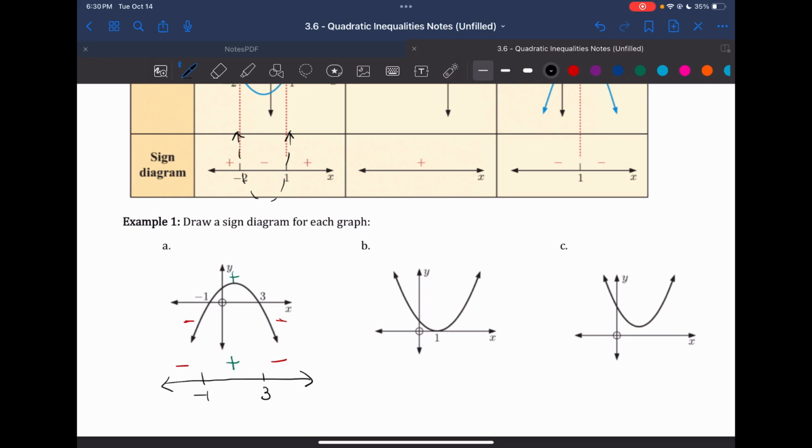So let's look at letter B. Letter B has just one root at the value of 1. And we can see on both the right and left-hand sides, they are both above the x-axis. So my sign diagram is going to have a plus and a plus. Then for letter C, you're also going to draw a sign diagram here. However, there's no roots to indicate. So we don't want to put any roots down, and instead we're just going to describe what's happening using a plus sign since it's above the x-axis.